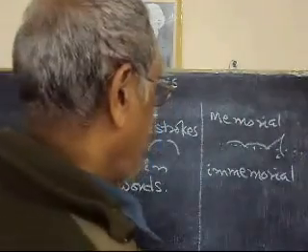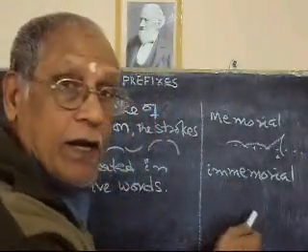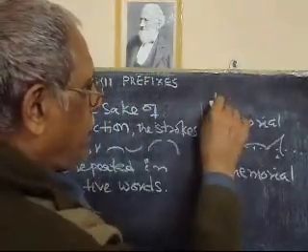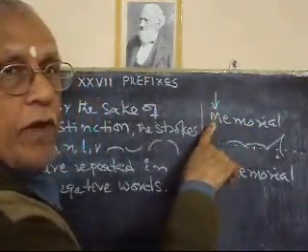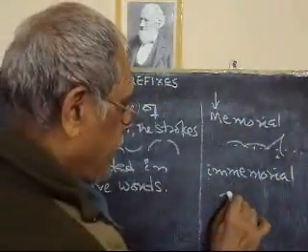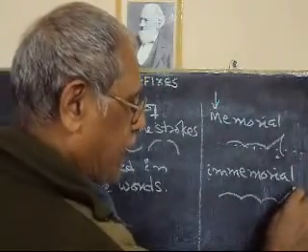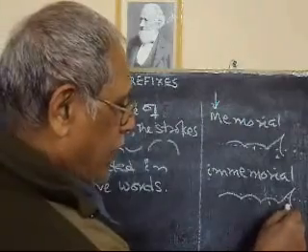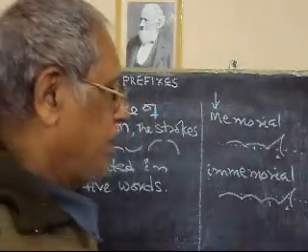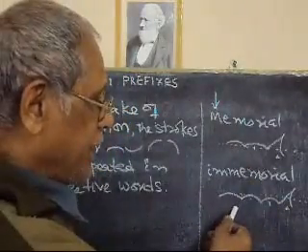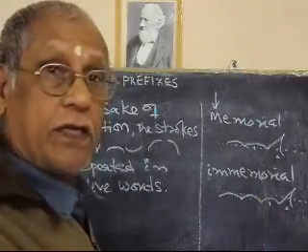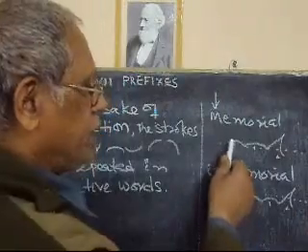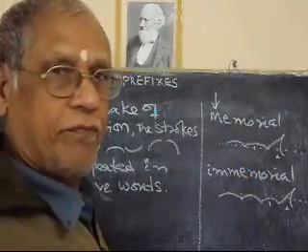Memorial. But immemorial, suppose this is a negative word. In negative words, this M will be repeated. You see? Immemorial. So this M is repeated in the negative word because immemorial is a negative word. So in negative words, we will repeat the initial M.